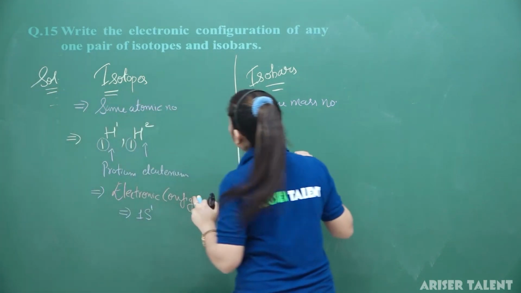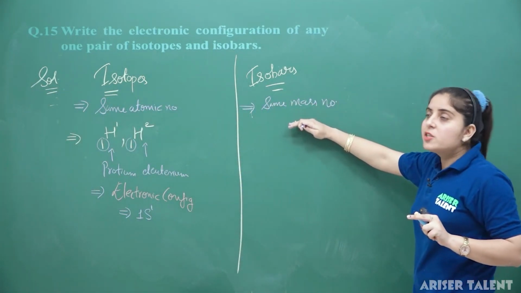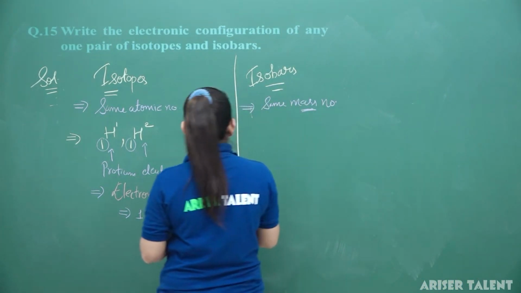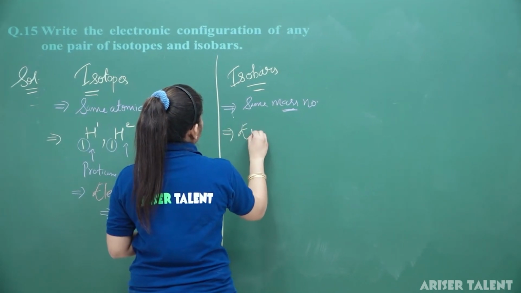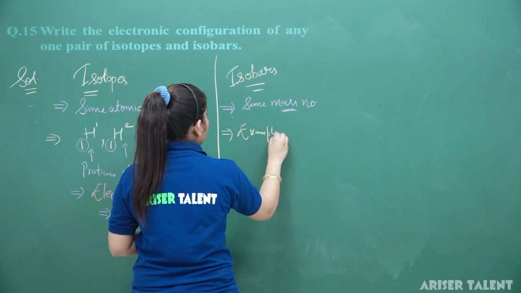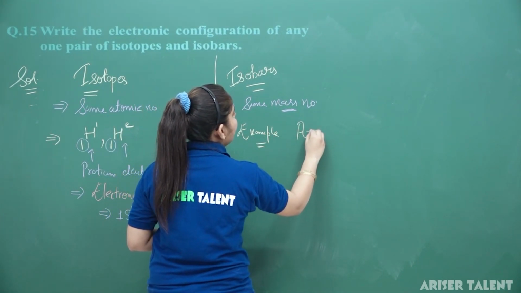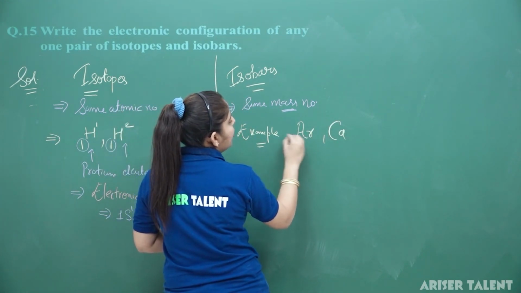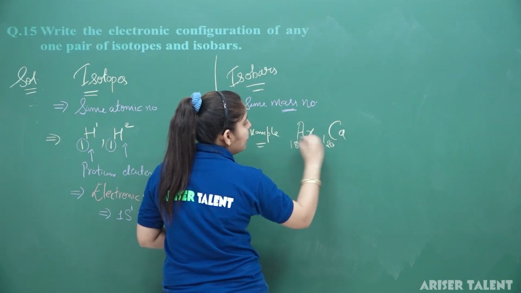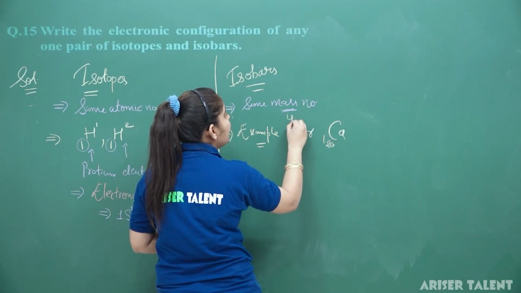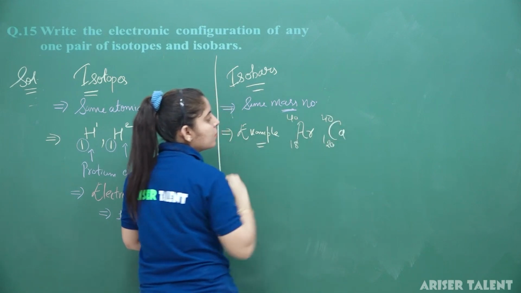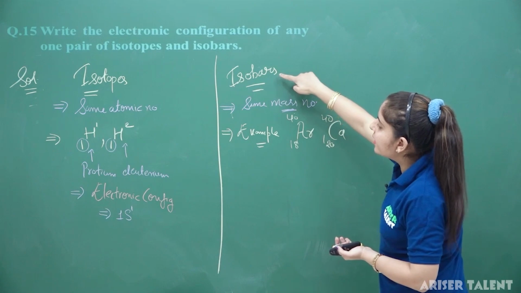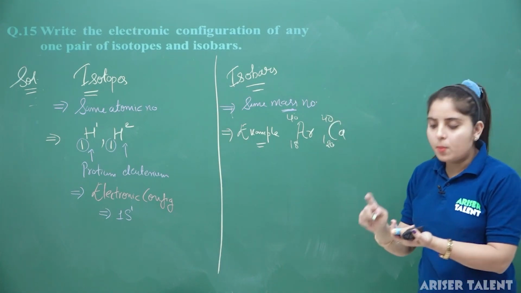Now we are coming to our next topic, that is isobar. Isobars means having the same mass number. So we have an example in this category. Firstly, we have taken argon and calcium. Argon is having atomic number 18, calcium is having atomic number 20, but both will carry a mass of 40. Mass is 40 here, so we can say that these are categorized in the category of isobars.